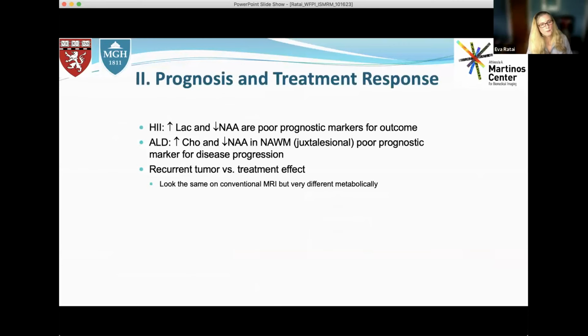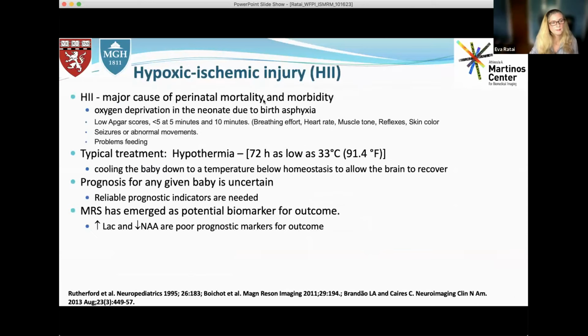So sometimes we know already what it is, but then spectroscopy can maybe help come up with a prognosis, or look at certain treatment response, and I have a couple of examples here. So as you know, hypoxic ischemic injury is the major cause of perinatal mortality and morbidity, and typical treatment includes hypothermia, where we cool down the baby to a temperature below homeostasis to allow the brain to recover for about 3 days. And the prognosis for any given baby is uncertain, so we do need some reliable markers to see how the baby could be doing in the future.